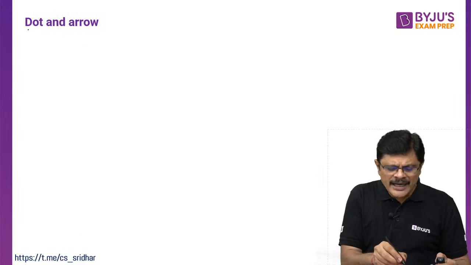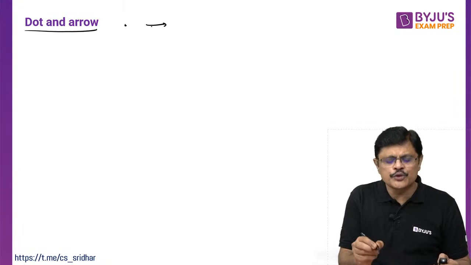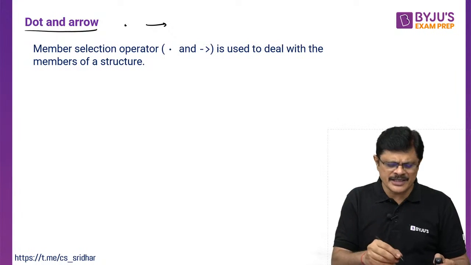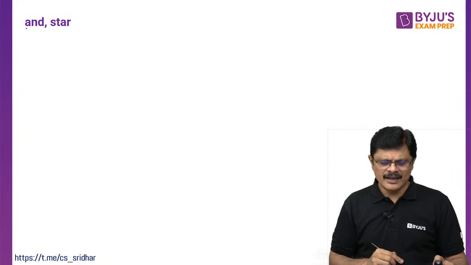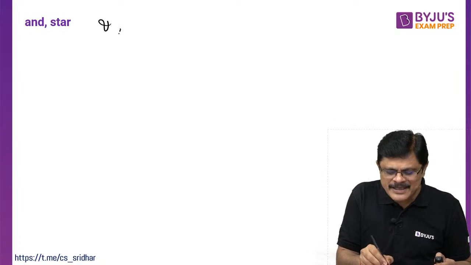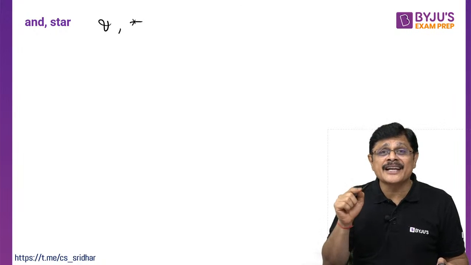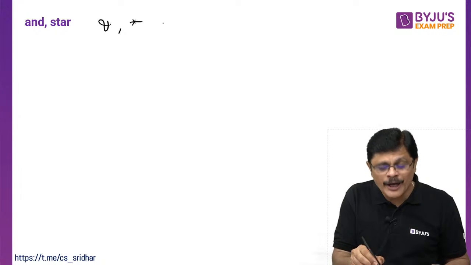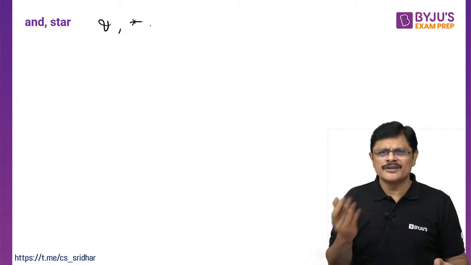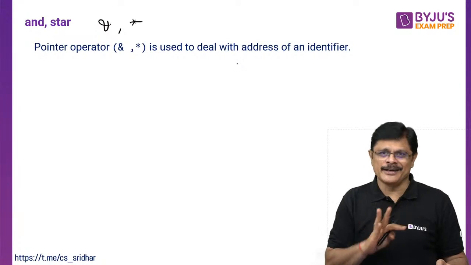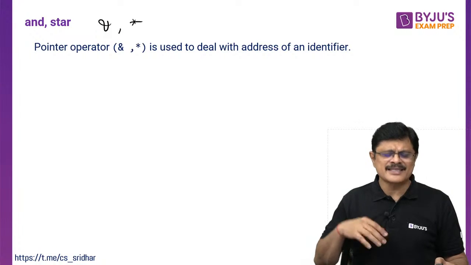Of course, the dot and arrow operators we are going to use together with structure membership, my dear friends. Later on we are going to discuss. Now we are not going to discuss. And star and ampersand. Ampersand is the address of a variable. Star is a dereferencing operator. With pointers you are going to discuss this. Not now. We will discuss later, sir. Am I clear? They are used with pointers. So we will discuss this later on, my dear friends.